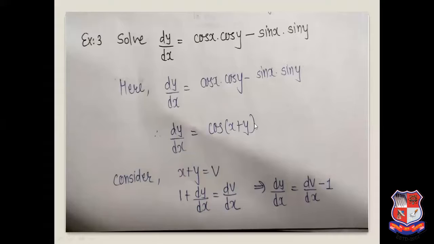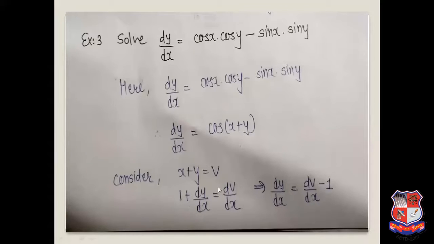So we can write dy by dx equals cos(x plus y). We know if the equation is of the form dy by dx equals f(ax plus by plus c), then in this case we consider ax plus by plus c equals v. So here we consider x plus y equals v. Now differentiate this with respect to x. So 1 plus dy by dx equals dv by dx. From this we can write dy by dx equals dv by dx minus 1.